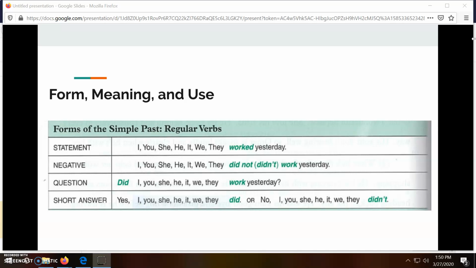We say, I worked yesterday. That's an affirmative sentence. I didn't work yesterday. That's a negative one. Question form starts with did. Did I work yesterday? And the short answers are yes, I did, or no, I didn't.